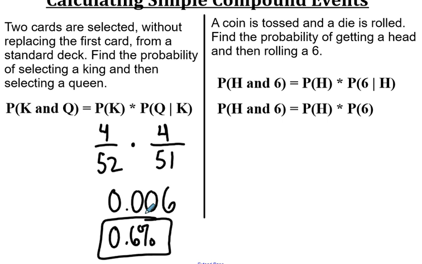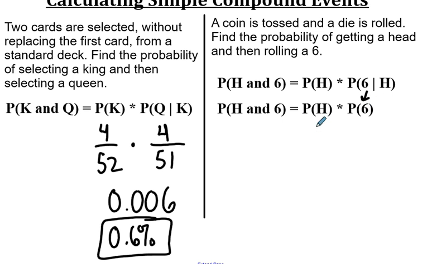Second situation: a coin is tossed and a die is rolled. Find the probability of getting a head and then rolling a 6. I first need to find the probability of getting a head and then multiply it by the probability of getting a 6 given that a head has occurred. But we already noted that these are independent events, and since they are independent, this is just the probability of getting a 6 all on its own, because the head has no effect on it. So I can just do them independently.